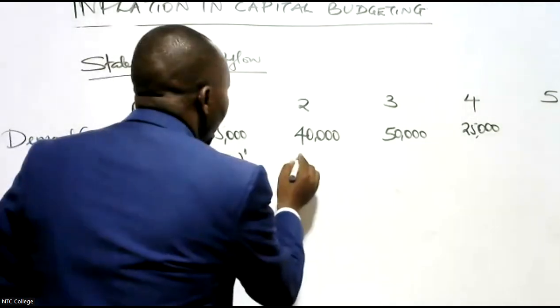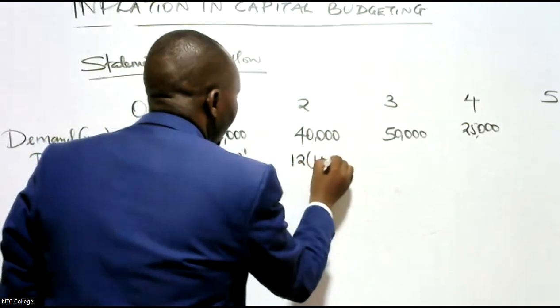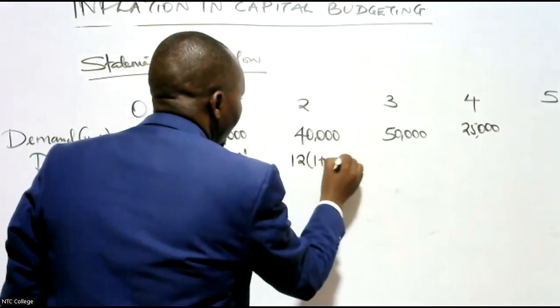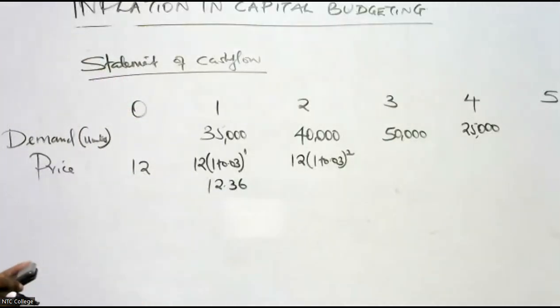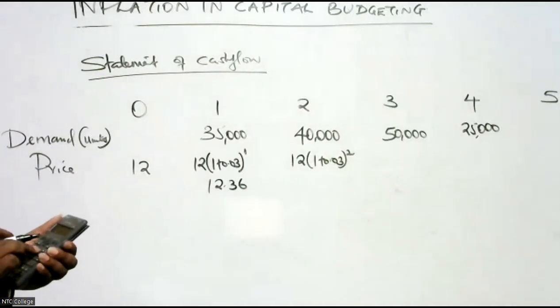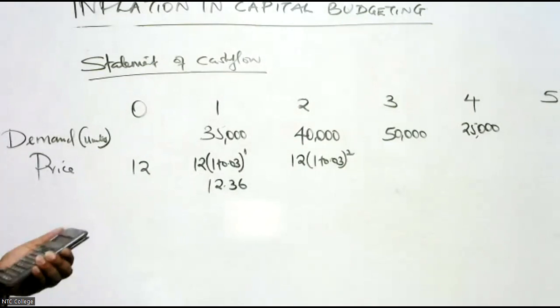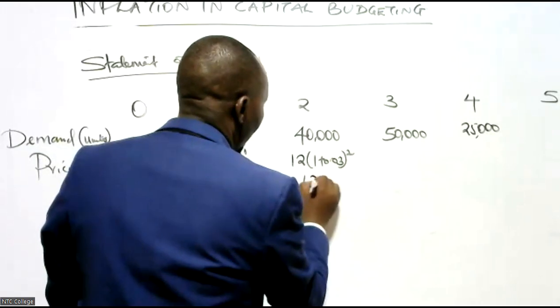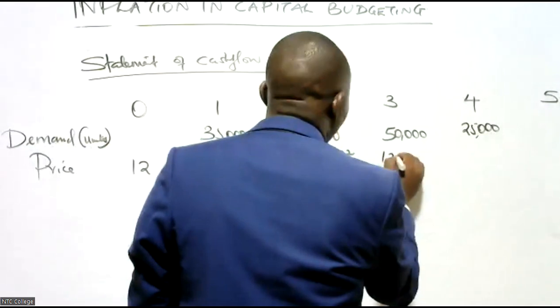The second year, it will have increased again. Now 2. So what are you getting? 1.03 to the power of 2 times 12. What are you getting? 12.73. The third year it increases again.